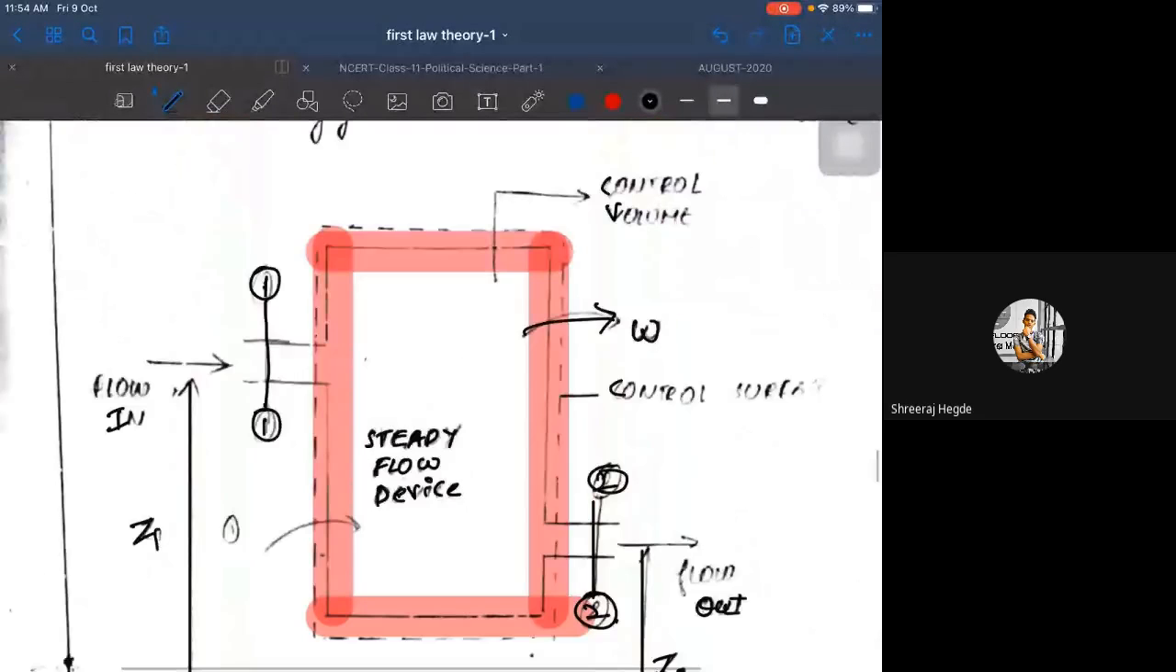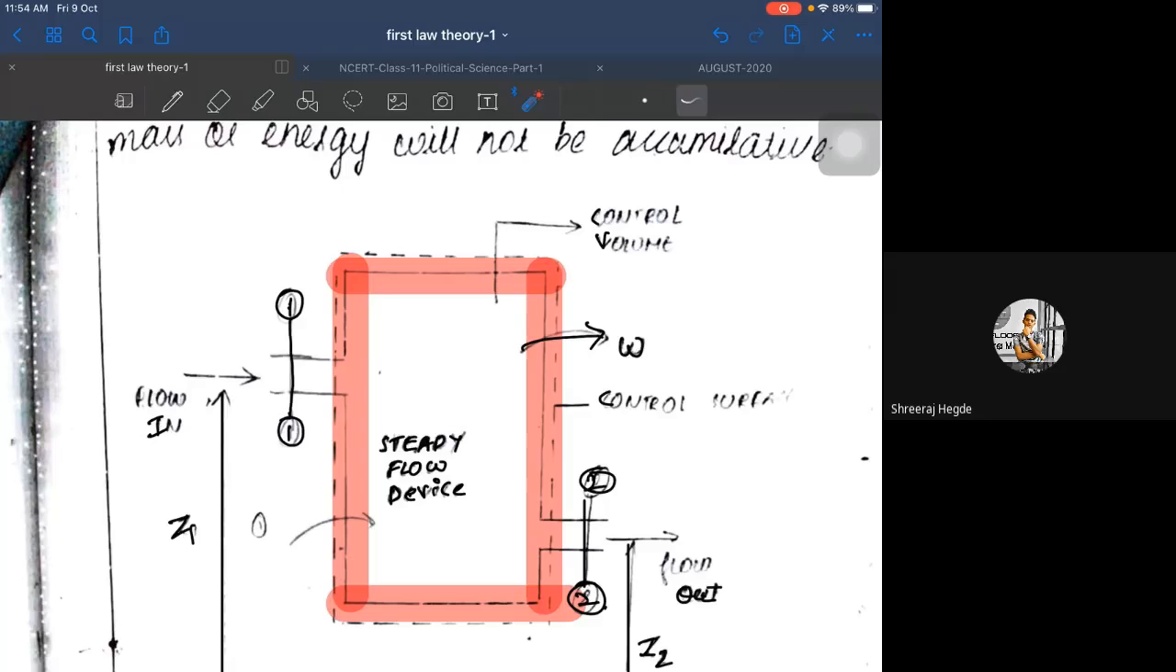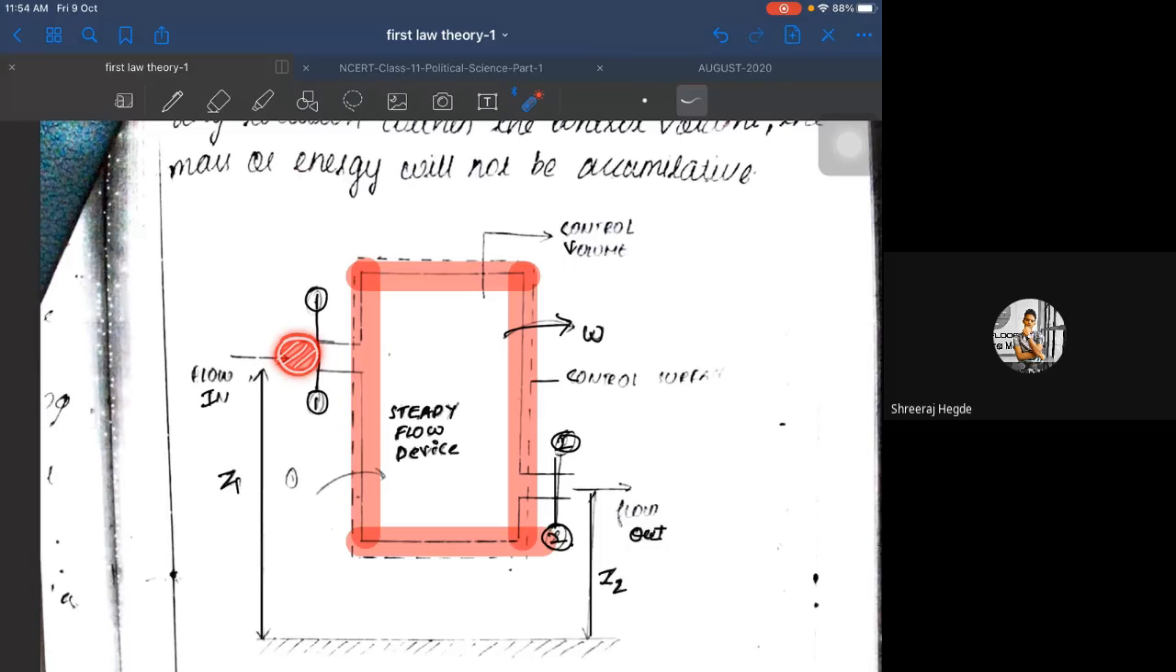Okay, for this steady flow device, the flow enters here. So at section 1-1, the flow enters, and at section 2-2, the flow leaves the system. The area of cross section of the inlet is A1, and the area of cross section of the outlet is A2. The section plane 1 is situated at the height Z1, and the section plane 2 is situated at the datum head Z2.